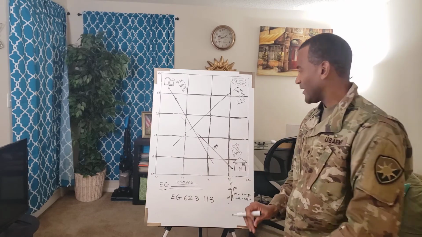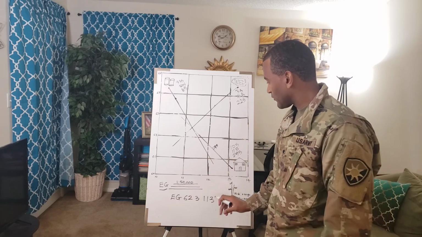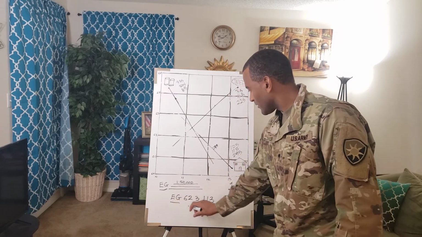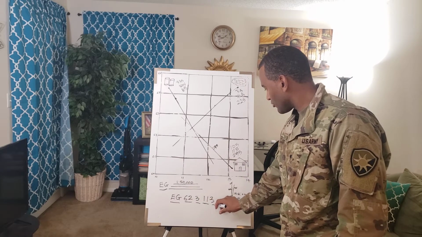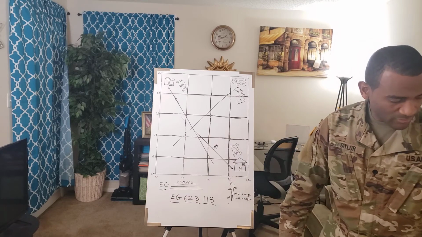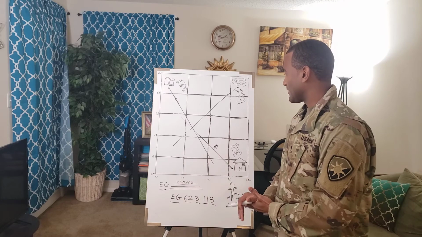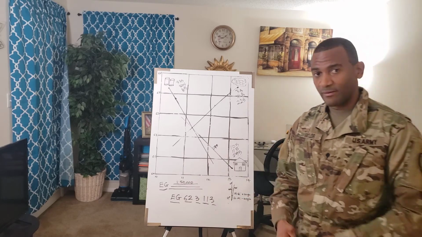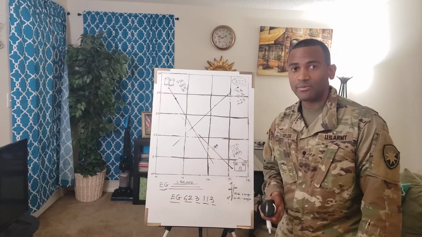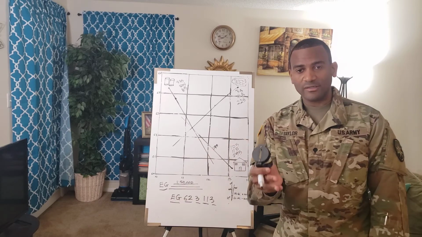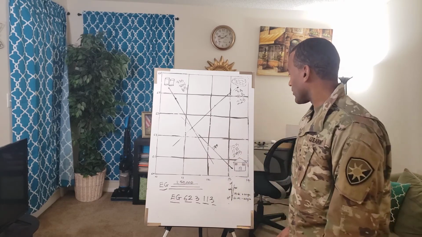Okay, so we have determined the grid coordinates of our once unknown location to be Echo Golf 6231113. Now how did we get to this? Now let's go through this step by step. You want to start off by shooting our magnetic azimuth. You can use the compass to cheek method like I did, or the center hole method. Again, whichever one is comfortable with you, use that one.